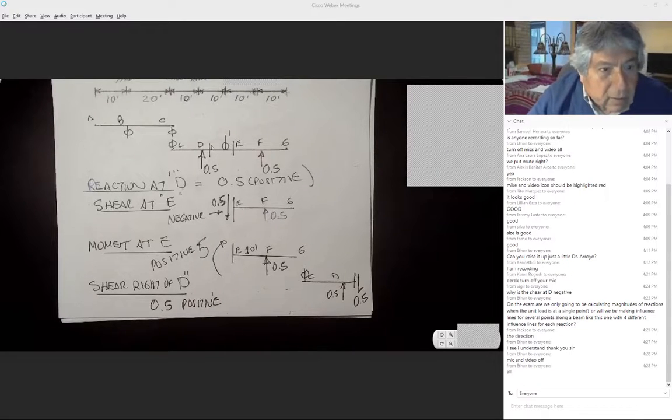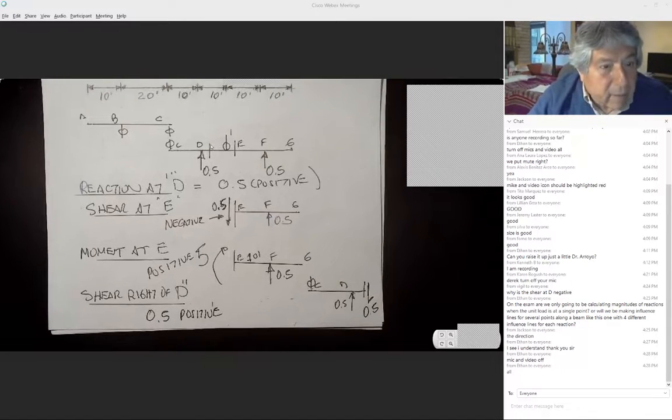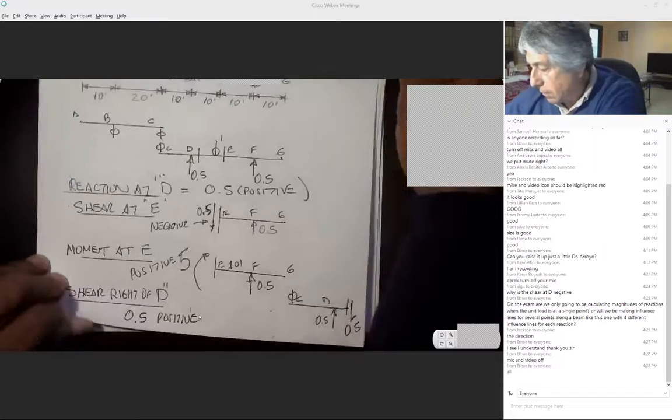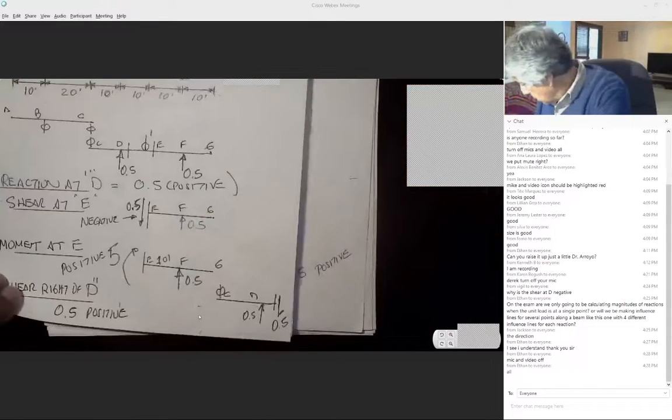And the last computation, shear to the right of D. So this is the free body. I'm taking this section, 0 and 0.5. I have 0 and 0.5. Summation of forces in Y gives me a value of 0.5, 0.5 going down. So I'm going to go to the influence line.